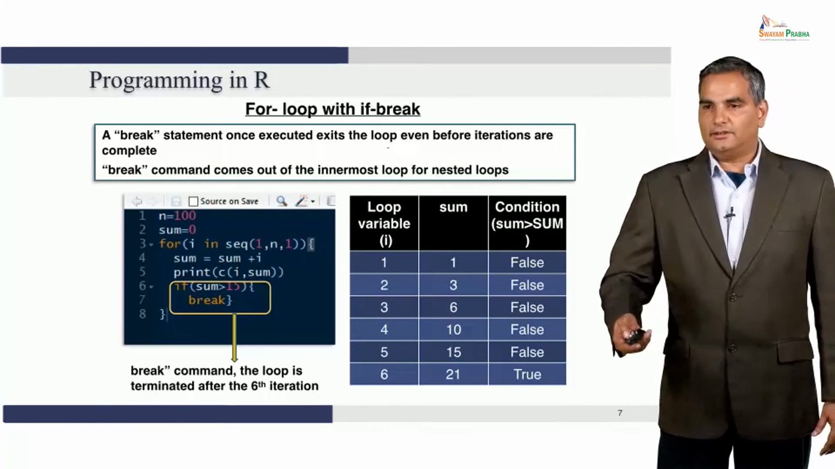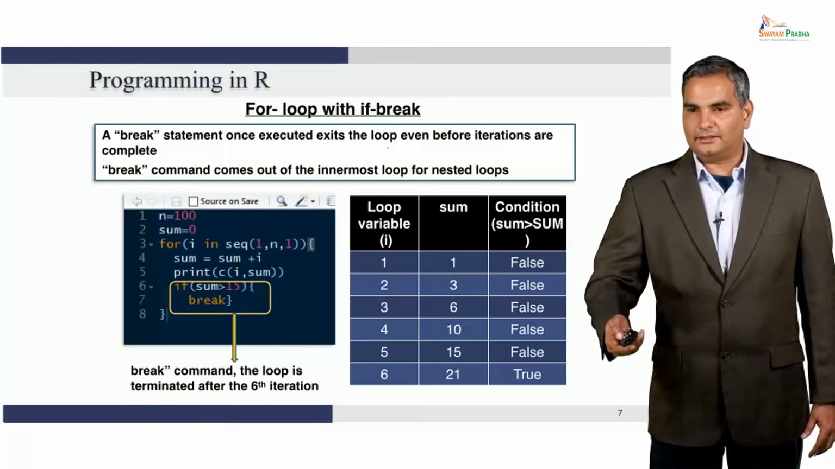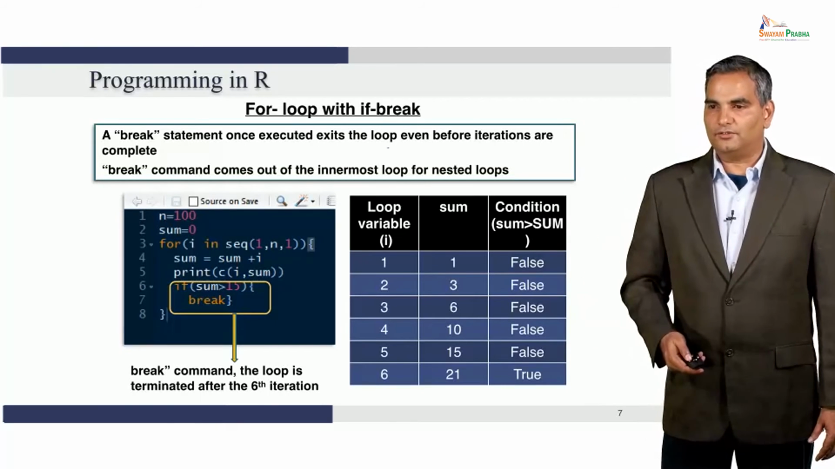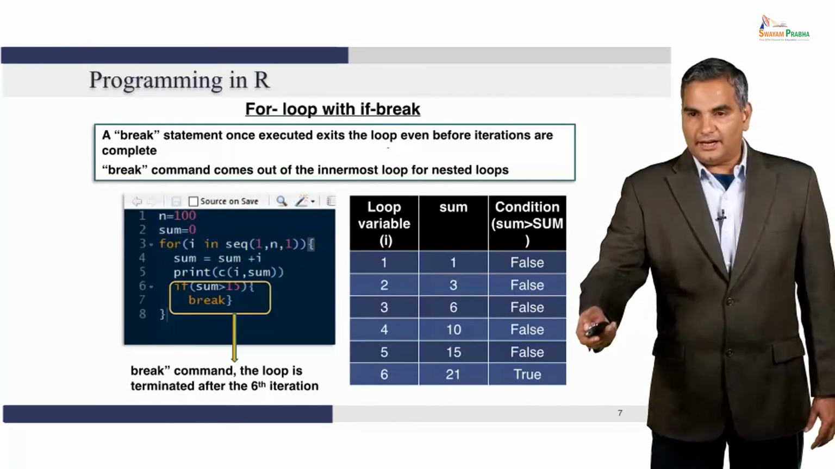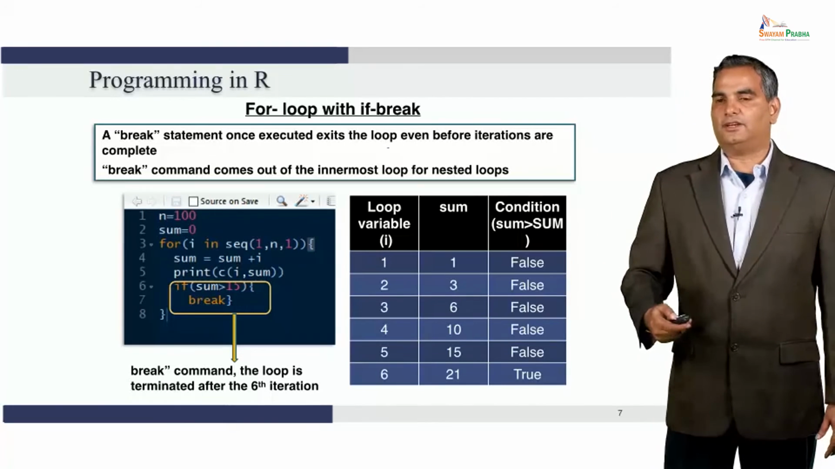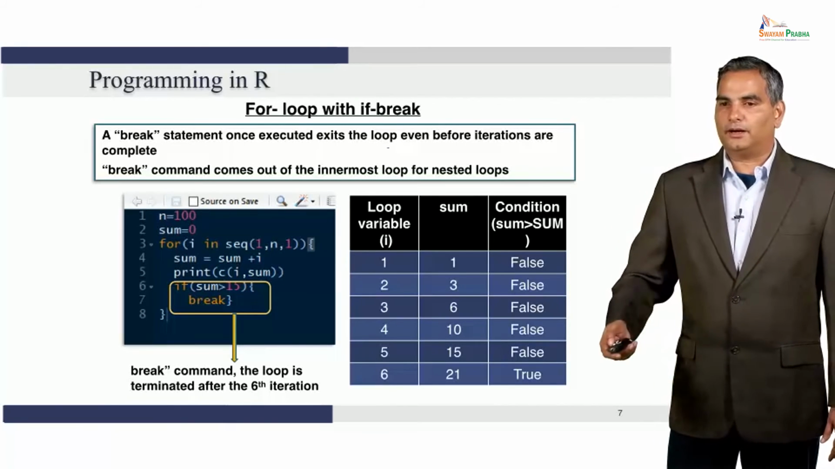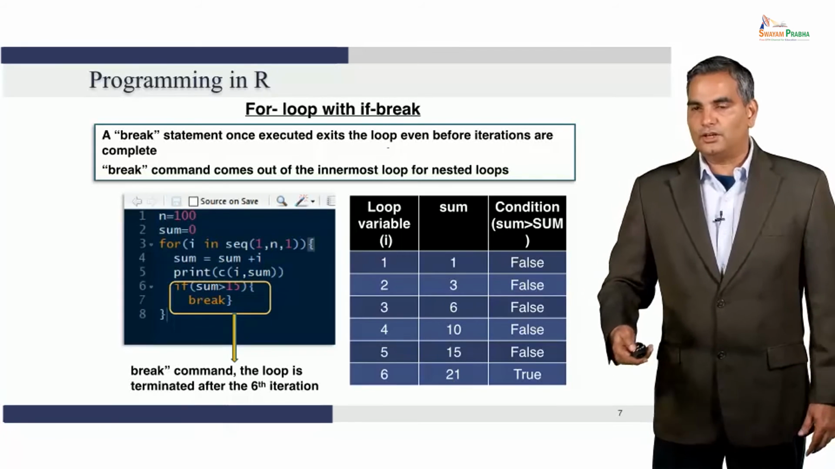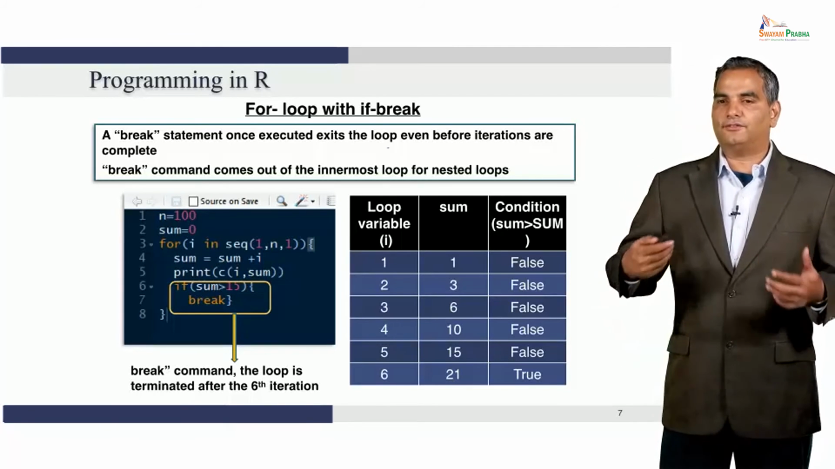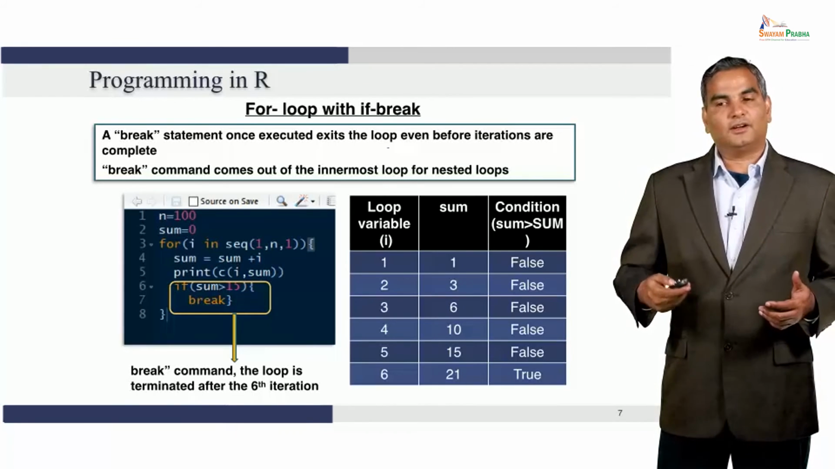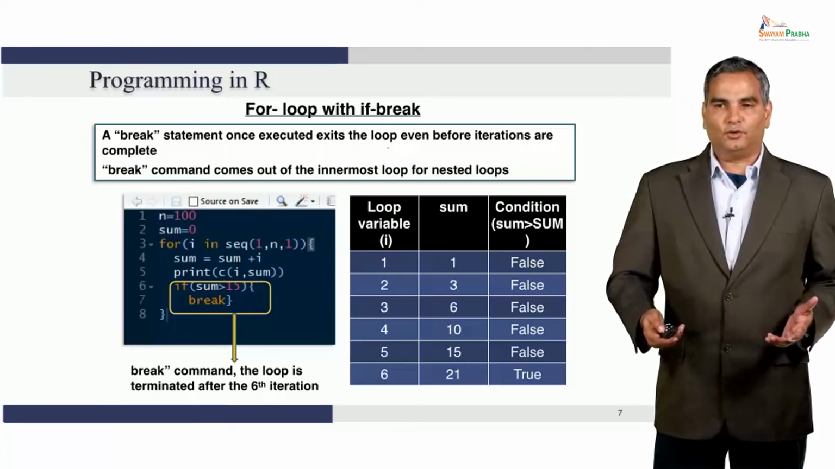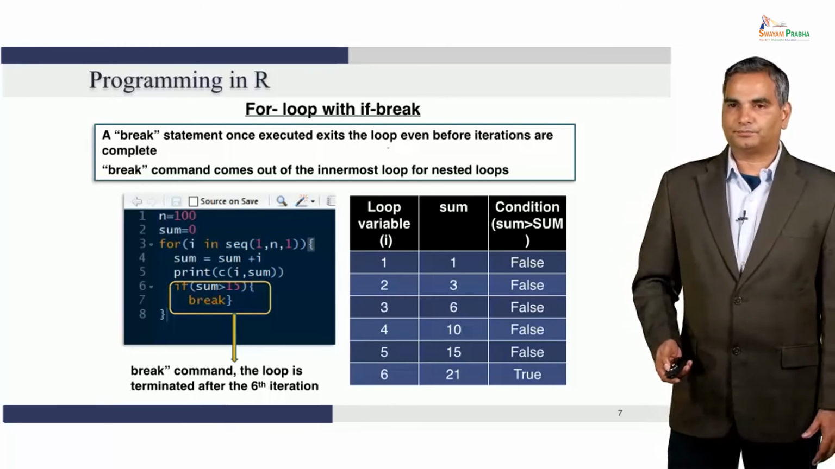But in this case, at i equal to 6, you have the sum which is 21. Once that is computed, then the if statement is seen and 21 is greater than 15. So you break out of the loop and come out. So this is way in which you could actually have for loops where based on conditional statements, you can stop the for loop and then go forward in your code.